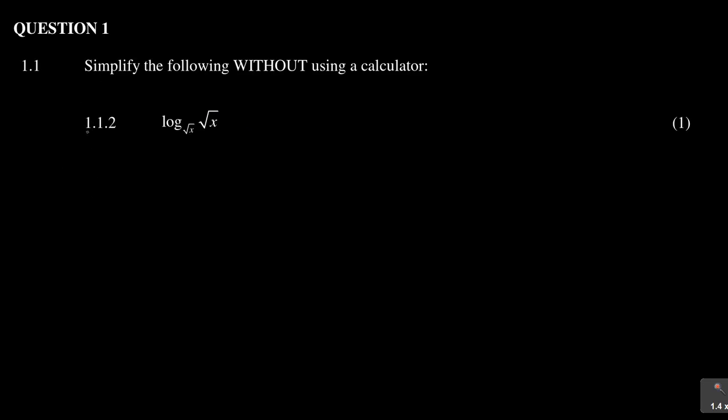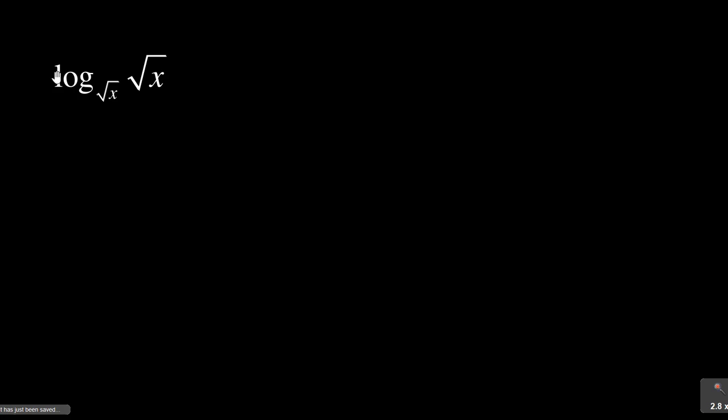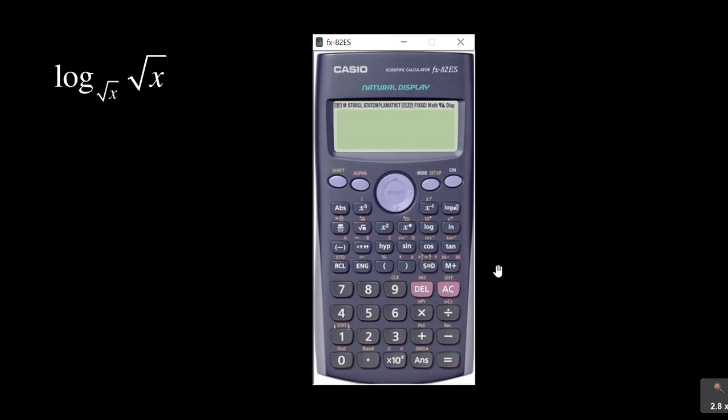The second question, 1.1.2, is also 1 mark, and I'm still simplifying without using a calculator. And again, if I can expand on that. What I want you to see on this one is that it says log in base square root of x of square root of x. Again, I'm just using the calculator as a proof.